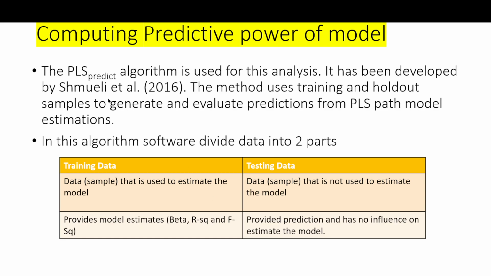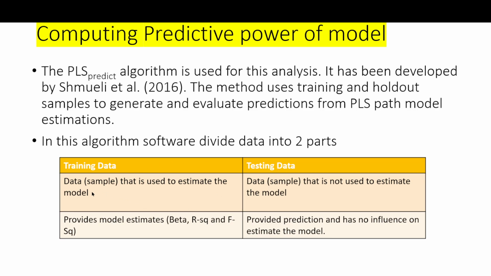Now, the PLS predict algorithm is used for this analysis and it has been developed by Shmueli et al. 2016. The method uses training and holdout samples to generate and evaluate predictions from PLS path model estimations. In this algorithm, the software divides data into two parts. The first one is training data and the second one is testing data.